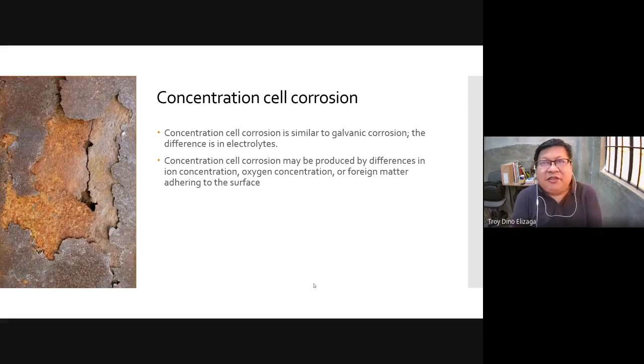And then we have concentration cell corrosion, which is actually rust. Similar to galvanic corrosion, the difference is in electrolytes. So the corrosion is produced by differences in ion concentration, oxygen concentration, or foreign matters adhering to the surface. So the reaction is the same, except that the cause is different. The cause for galvanic action is the combination with another metal, but here are the other causes other than that.